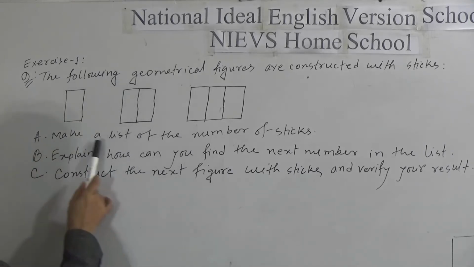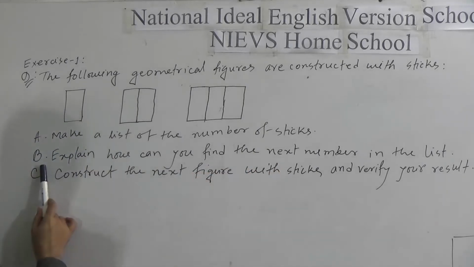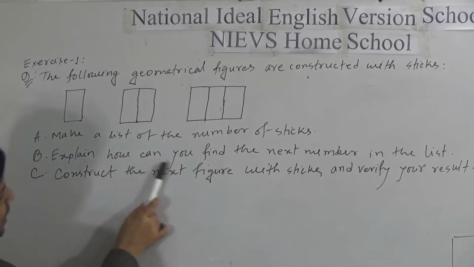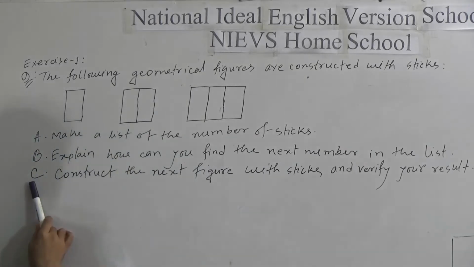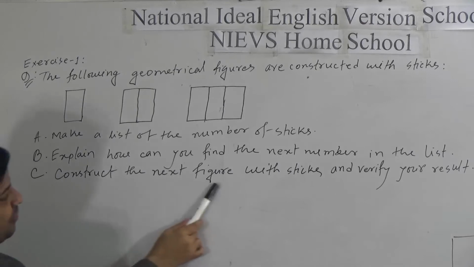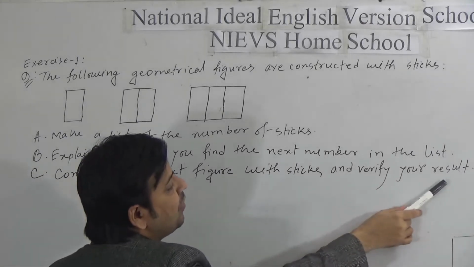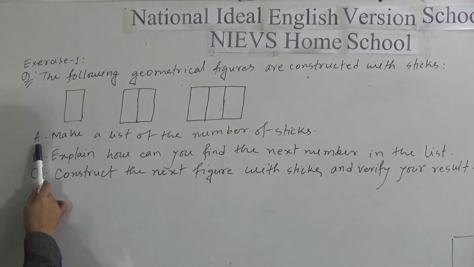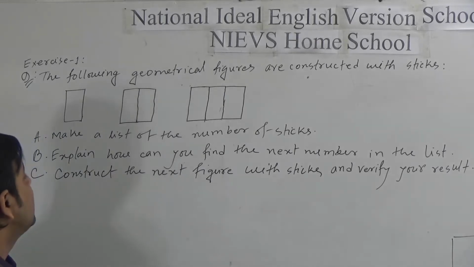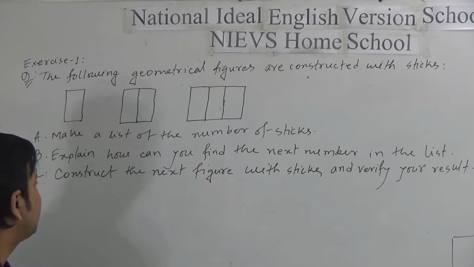First question, make a list of the number of sticks. Question B, explain how can you find the next number in the list. Question C, construct the next figure with sticks and verify your result. It means that at first we have to determine the number of sticks in the given figure. It means we have to determine the list of number of sticks.